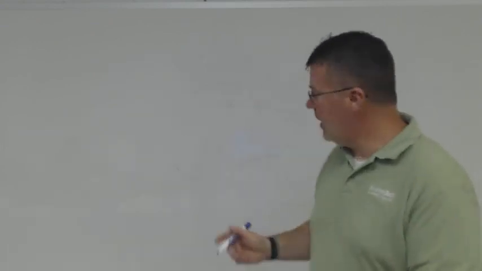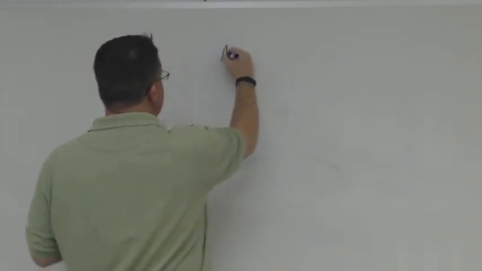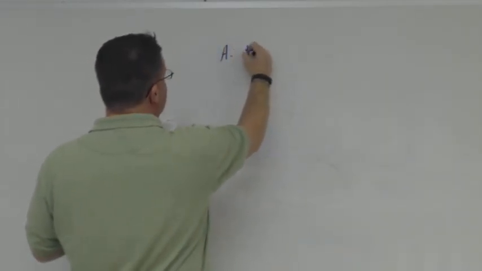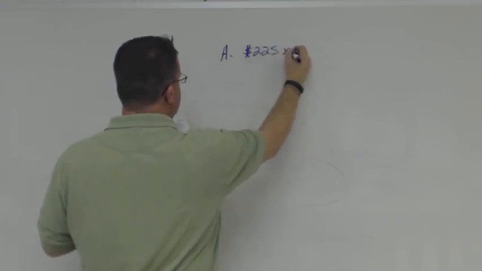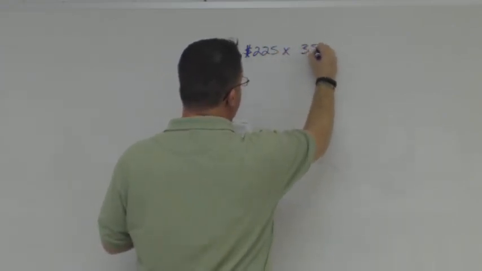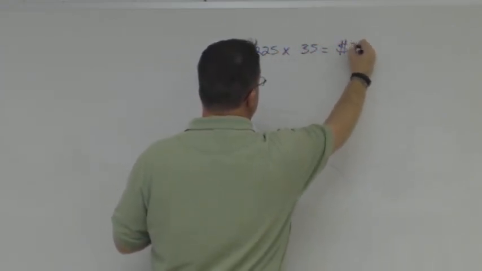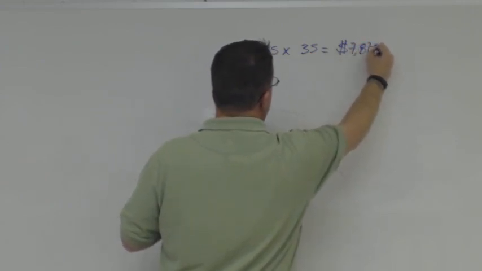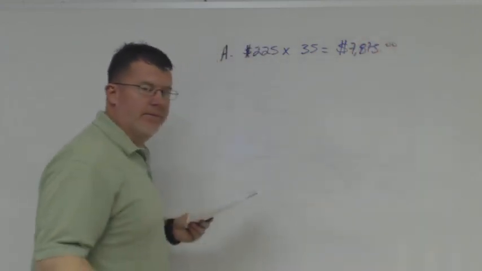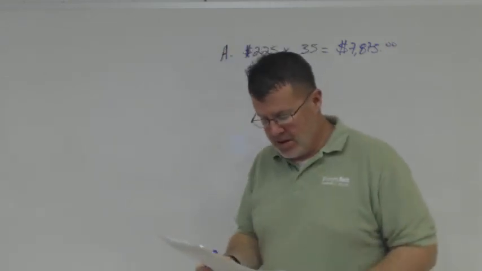Well, option A, for each time that it snows, Tanner's Run pays $225. So 225 times 35 equals $7,875. So that's what they're going to look at paying.